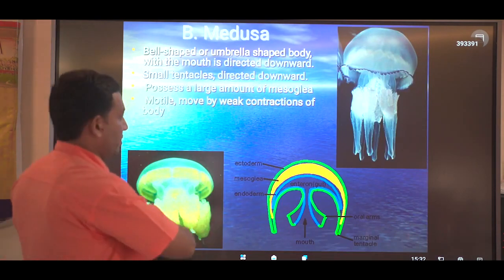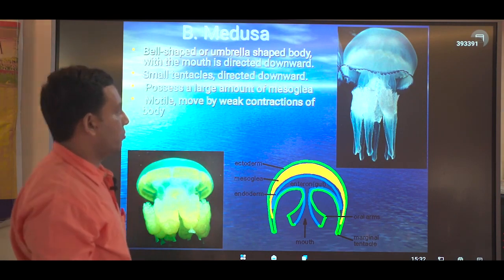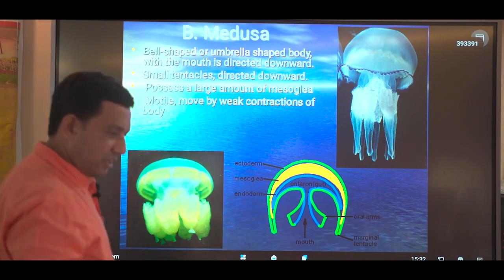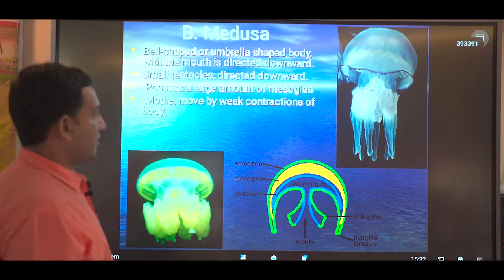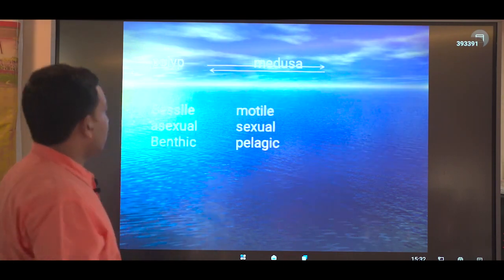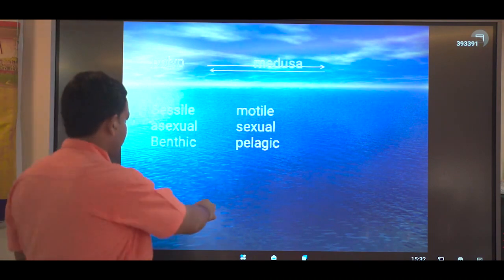So we describe the medusa. Here you can see the mesoglea is thick as compared to the polyp. They have tentacles directed downwards, they swim like this, and the mouth is also directed downwards. They are umbrella-like. There is alternation of generations, polyp to medusa, medusa to polyp, in the life cycle.